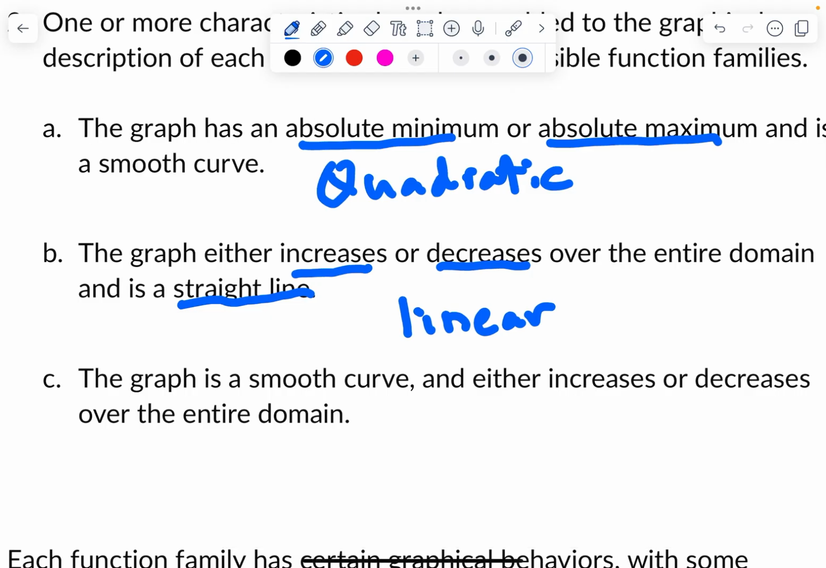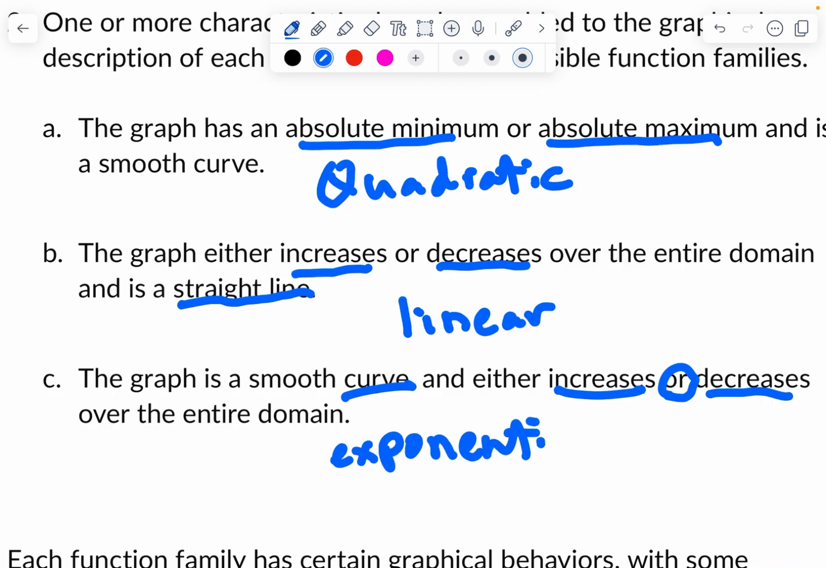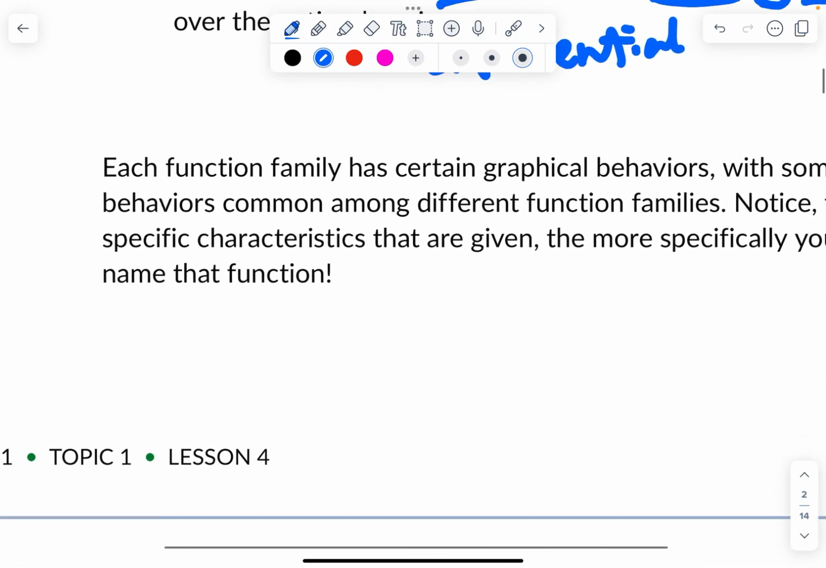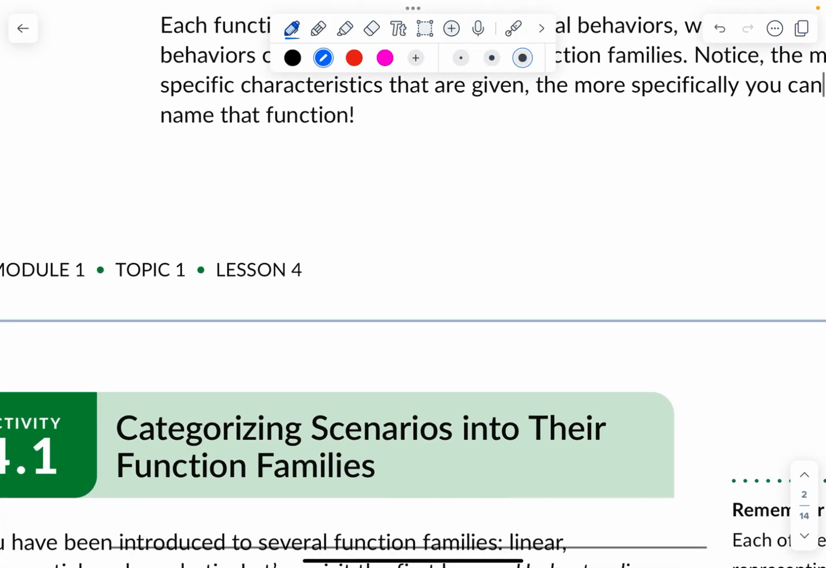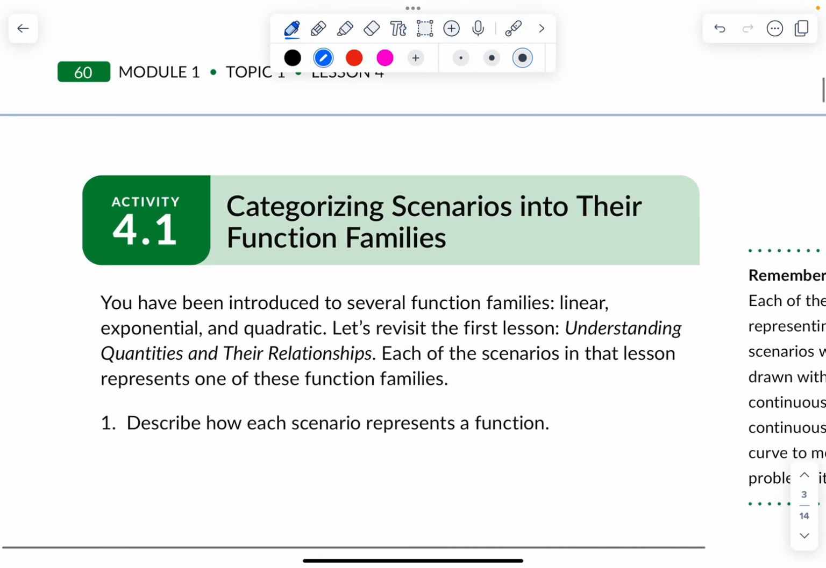The graph is a smooth curve for C and either increases or decreases. Okay, well, this one is saying we either increase or decrease. We can't do both, and we need a curve. So that has to be talking about exponential.